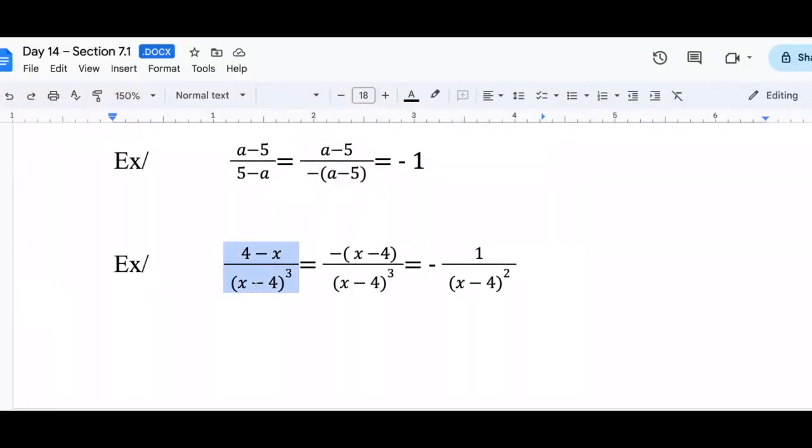Four minus x in the numerator, denominator is x minus 4 cubed. So we want to rewrite the numerator as negative x minus 4. Then we see x minus 4 simplifies with one factor of the denominator, so we get negative 1 over x minus 4 squared. If anyone has any question, feel free to stop me at any time.